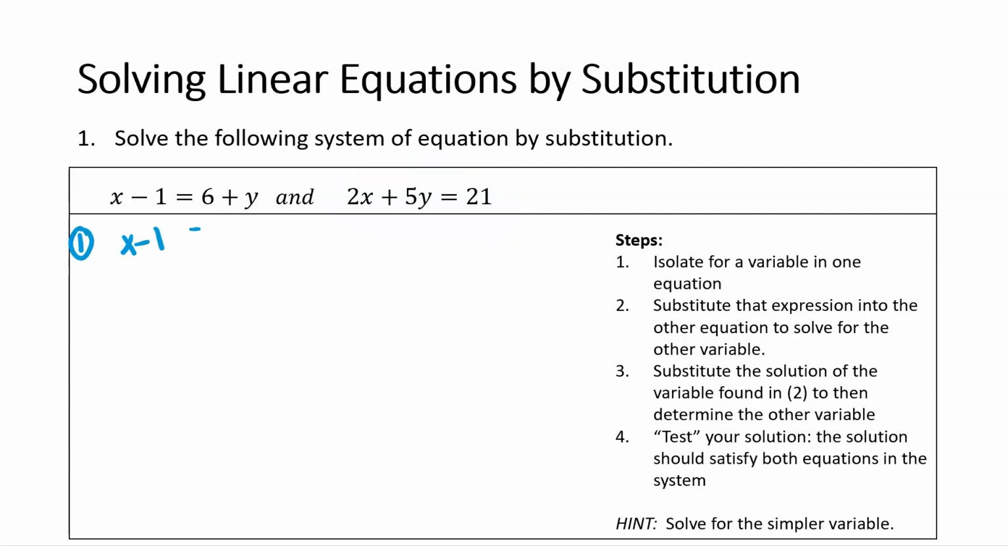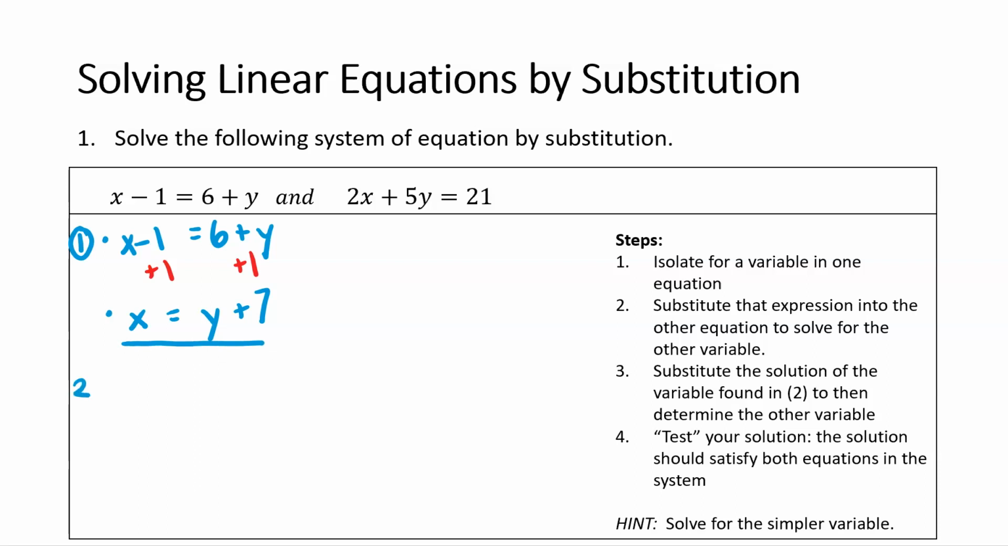x minus 1 equals 6 plus y, and I can choose to isolate for either x or y. It doesn't matter. I'm going to choose to isolate for x, and I can do that by adding 1 to both sides. So if we add 1 to both sides, we'll have x equals 6 plus 1, which is 7, plus y, or y plus 7. So at the end of step 1, we have this.